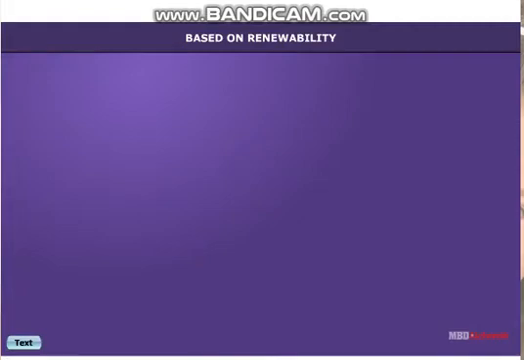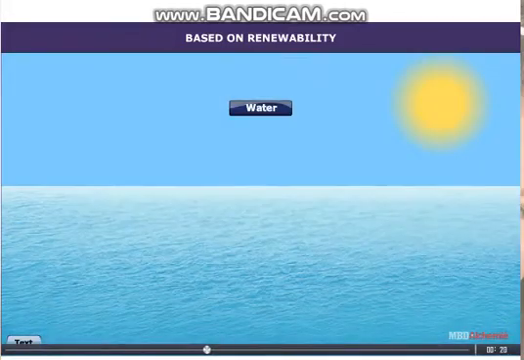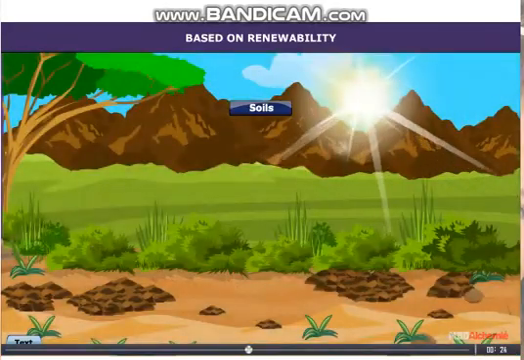Based on renewability. Depending on whether they are replenishable or not, there are two main types of resources, renewable and non-renewable. Renewable resources. These resources can be renewed after use. They do not get exhausted. Renewable resources are water, forests, soils, etc.